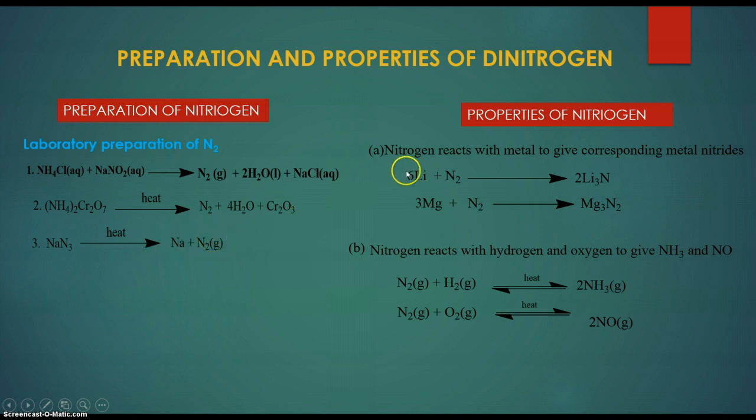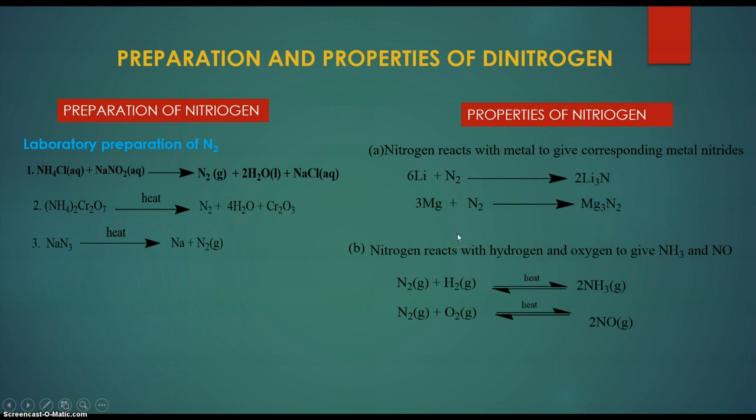Now coming to the properties of nitrogen. What are the properties of nitrogen? First of all, nitrogen reacts with alkali metals to give their corresponding metal nitride. As you can see over here that lithium and magnesium are reacting with nitrogen and forming their corresponding nitride. Lithium is reacting with nitrogen forming lithium nitride. Magnesium is reacting with nitrogen forming magnesium nitride, Mg3N2.